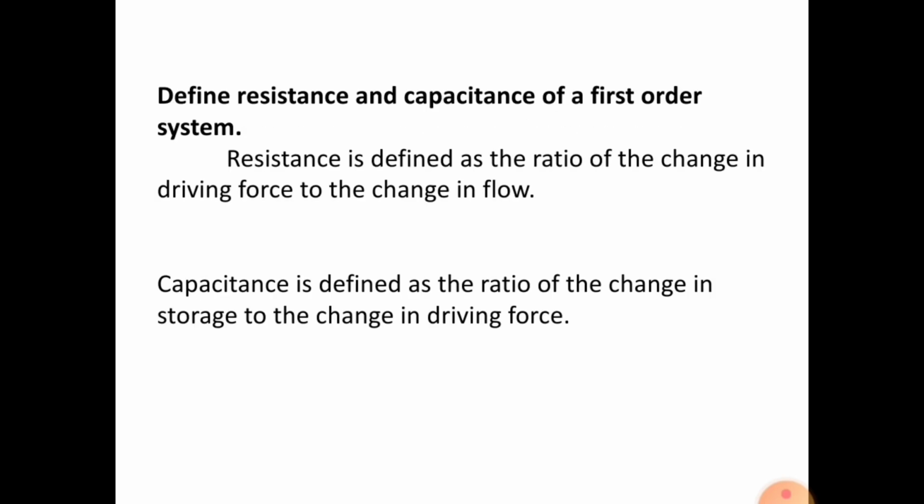Define resistance and capacitance of a first order system. Resistance is defined as the ratio of the change in driving force to the change in flow. So how much change we give in the input and how the system responds, that is called resistance. Capacitance is defined as the ratio of the change in storage to the change in driving force.